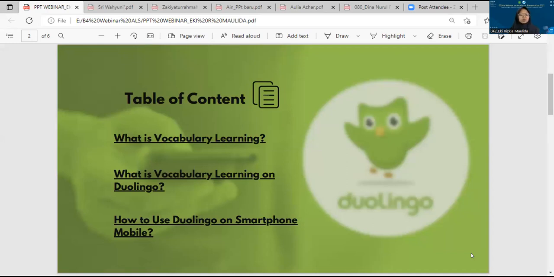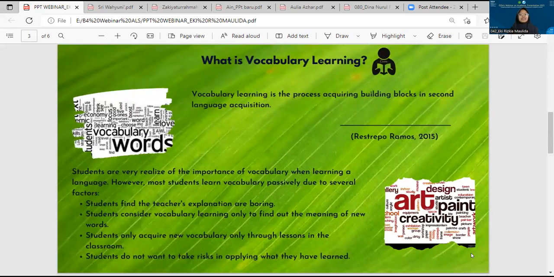Let's begin with the first topic, which is what is vocabulary learning? Next slide, please. All right, according to Restrepo-Ramos 2015, vocabulary learning is the process of acquiring building blocks in second language acquisition. In learning a foreign language, vocabulary plays an important role. Even though students realize the importance of vocabulary when learning language, most of them learn vocabulary passively due to several factors. First, they consider the teacher's explanation of meaning or definition, pronunciation, spelling, and grammatical functions boring.